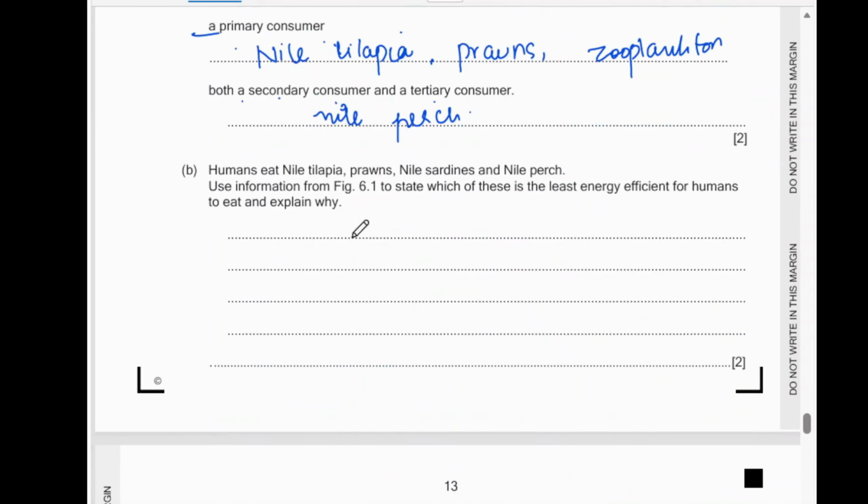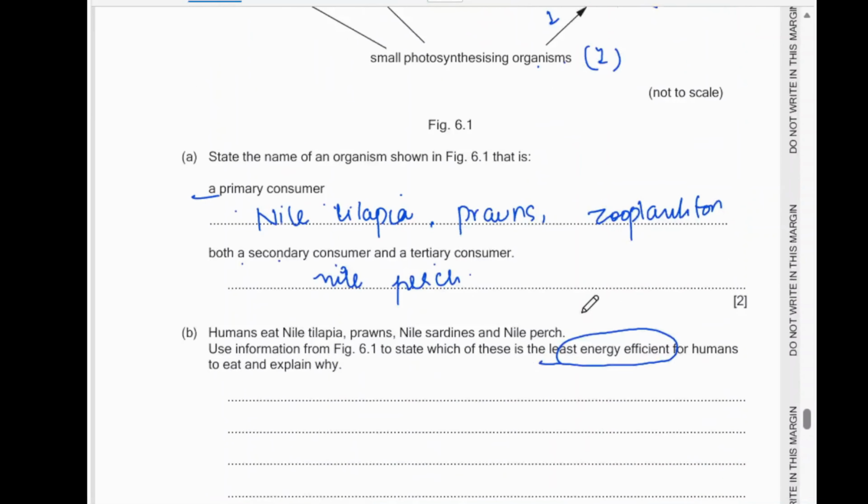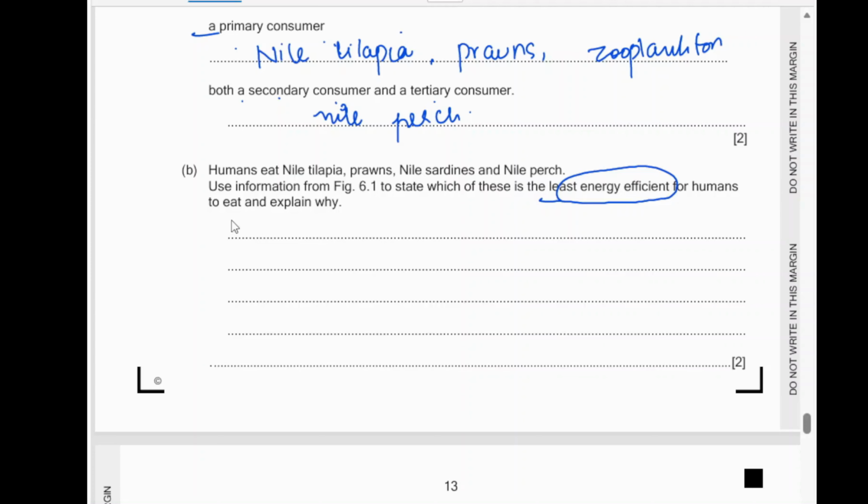Okay. So use the information to state which has the least energy, which is at the highest trophic level. Which has the highest trophic level? Nile perch. It has the fourth trophic level. So Nile perch is giving the least amount of energy, right? Perch provides the least energy. Why?